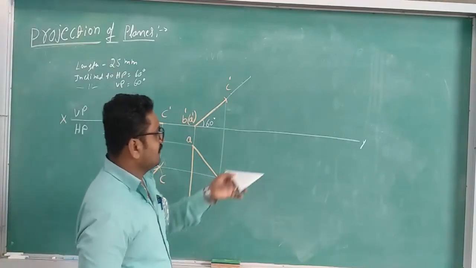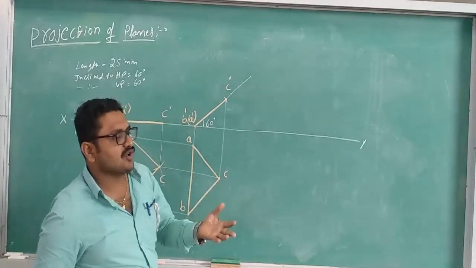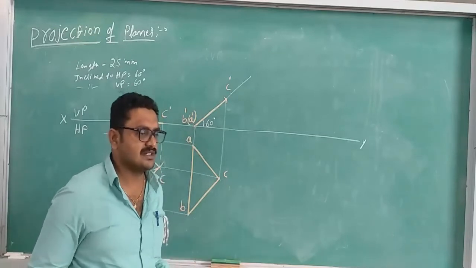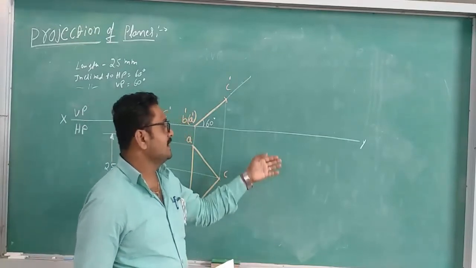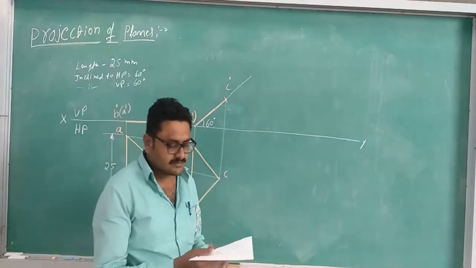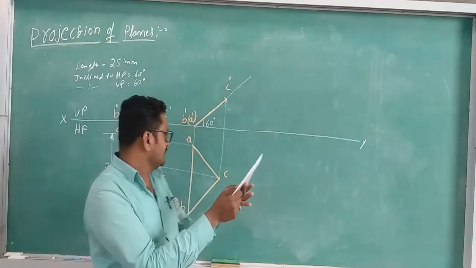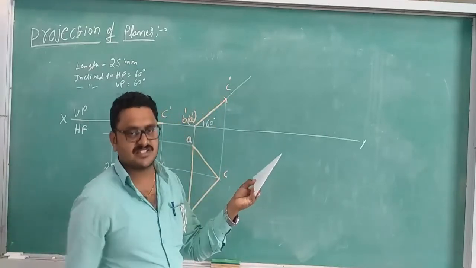And for the last step, in the last step they will give the edge which is inclined to VP, or the diagonal is inclined to VP, or bisector is inclined to VP. They will give such conditions in VP. That means in the last step. Now here they have given the edge on which it is resting. That means the edge is here. This AB. This AB is resting. That is inclined to VP at 60 degree.